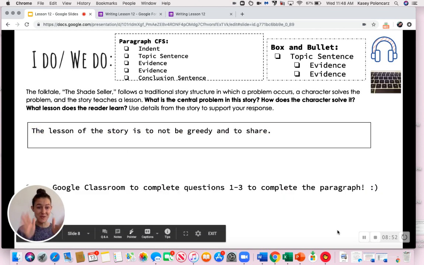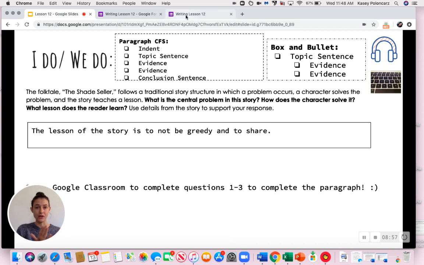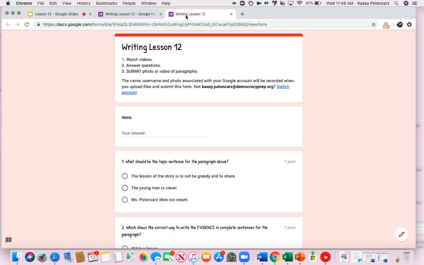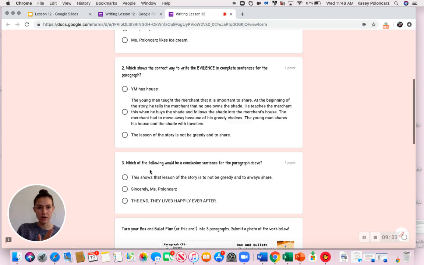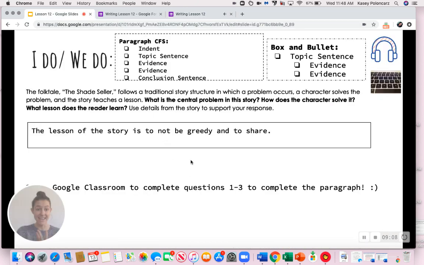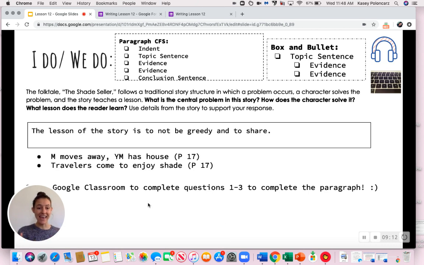Now it's going to be your turn. I'm going to show you what you're going to do on the Google form. On the Google form, you're going to answer question 1, 2, and 3. You're going to turn this into a paragraph, so pick your best choices. You're going to turn it into a paragraph just like Miss Polencars did in the last slides. When you're done with questions 1, 2, and 3, you're going to watch the next video.